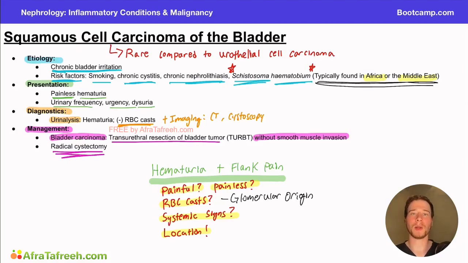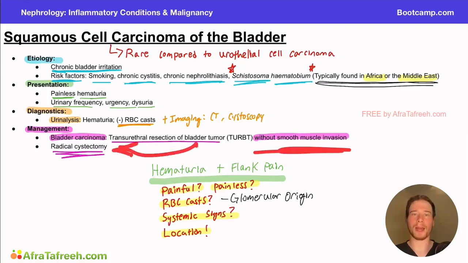And when we talk about management options, it's going to come down to location, location, location. Is this contained within the bladder? Can we do a smaller procedure, such as a transurethral resection of the bladder tumor? Or do we need to remove the whole thing in its entirety because we have invasion of the smooth muscle, in which case we would need to do a radical cystectomy?